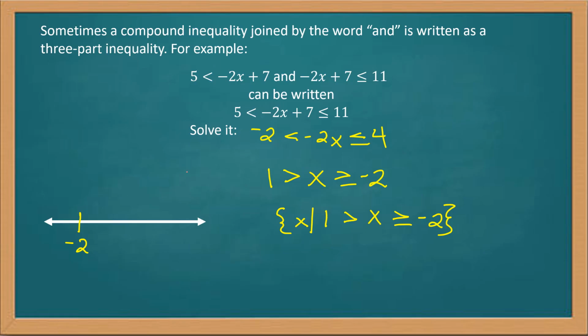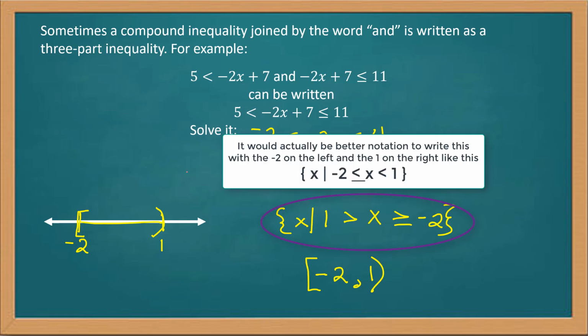So you'd write the set builder notation: all x such that 1 is greater than x is greater than or equal to -2. And if you wanted to write the interval notation, you would put a bracket on -2 and say the interval -2 to 1, including -2. And then to graph it, you would just put a bracket on -2 and go up to 1 and put a parenthesis on 1 to show that you're not including 1 in the solution set.